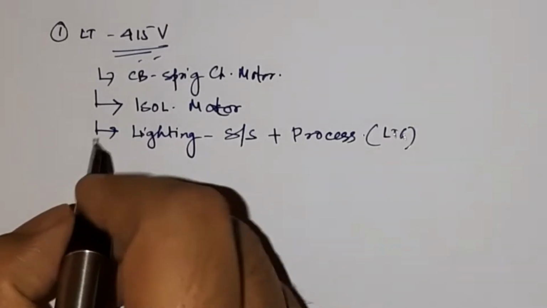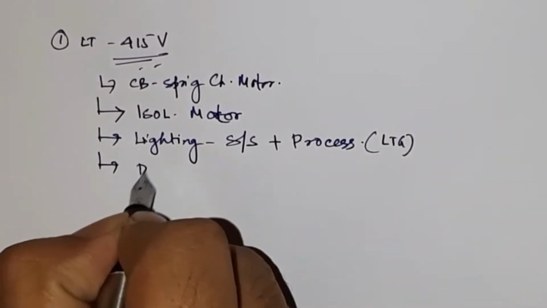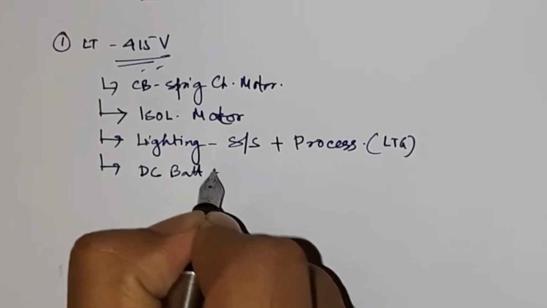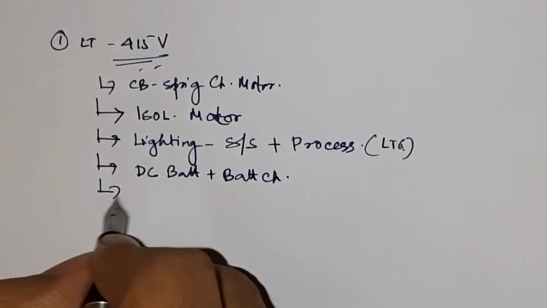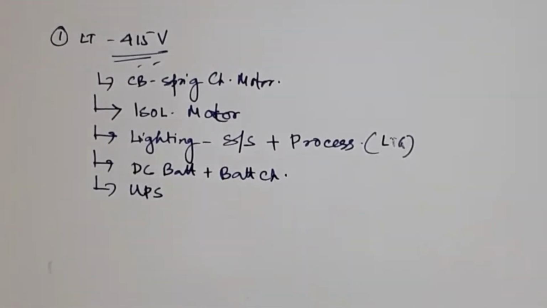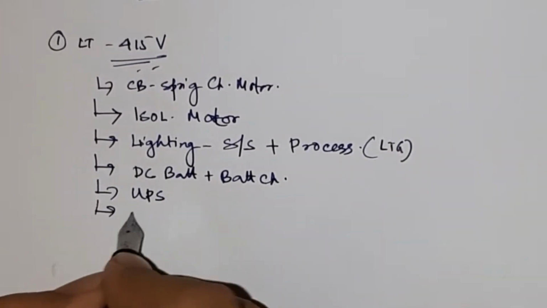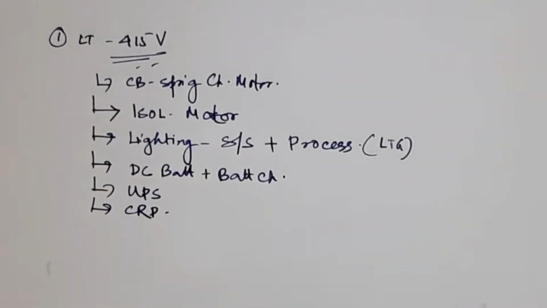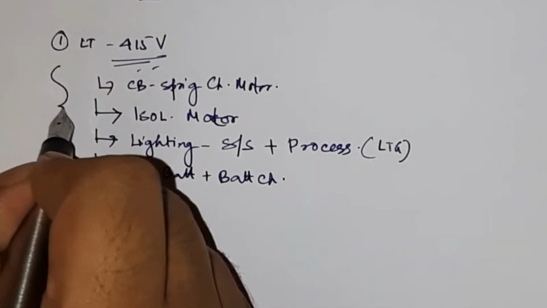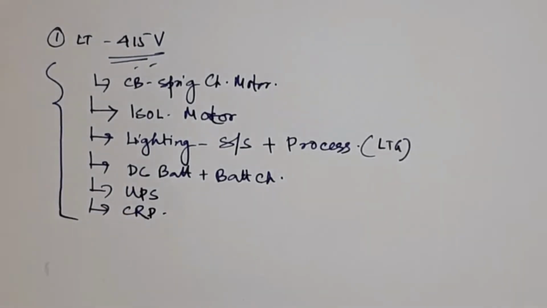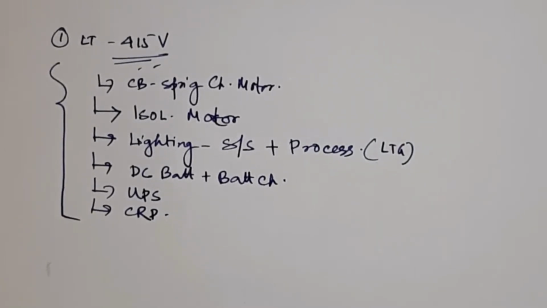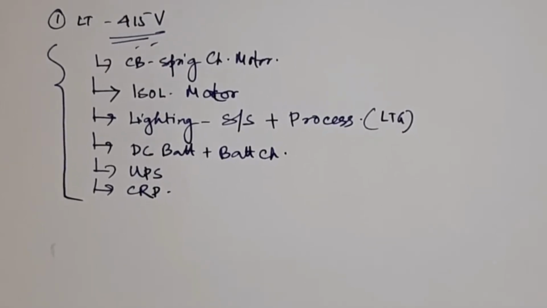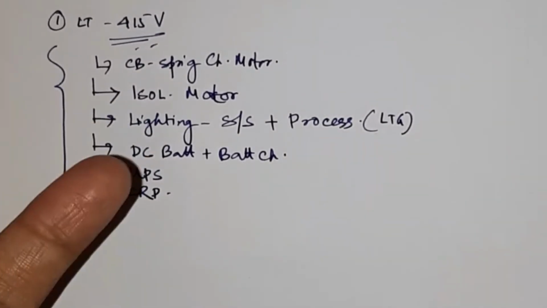Then there comes the battery system, the DC battery system, that is DC battery plus battery charger. Then there comes the AC UPS system, and for the CRP panel, the control relay panel, you need a 415 volt power supply. So these are the major auxiliary consumers of a 415 volt supply of a substation. Suppose you are designing a substation which has nothing to do with 415 volt; still, there also you will require a 415 volt power supply to facilitate these loads.